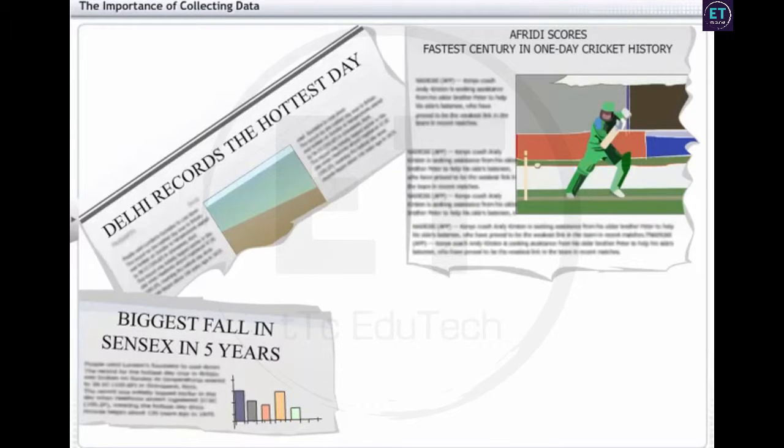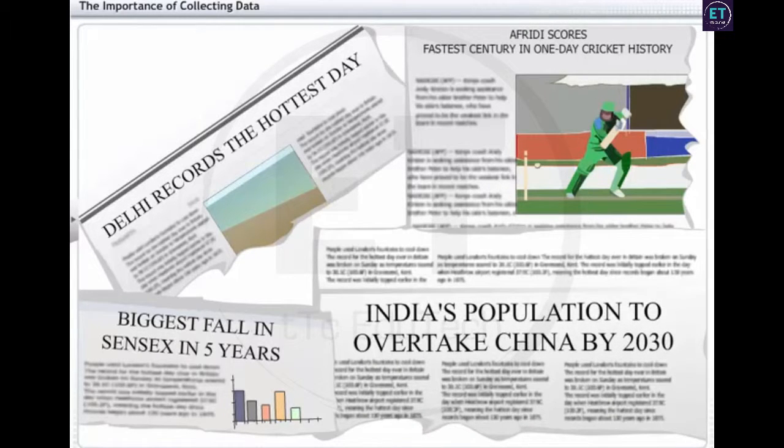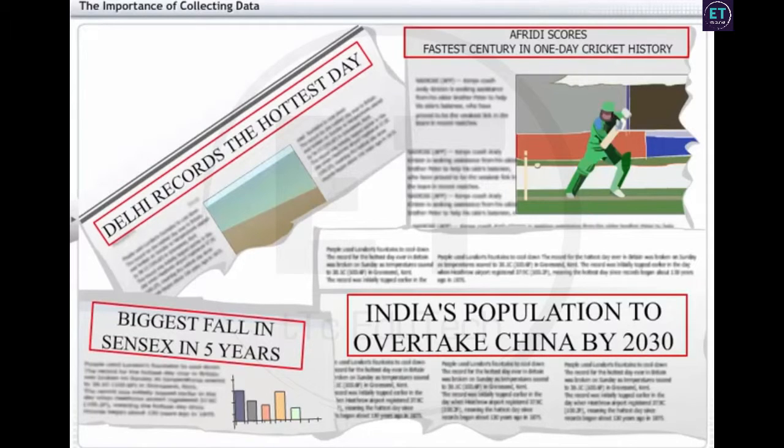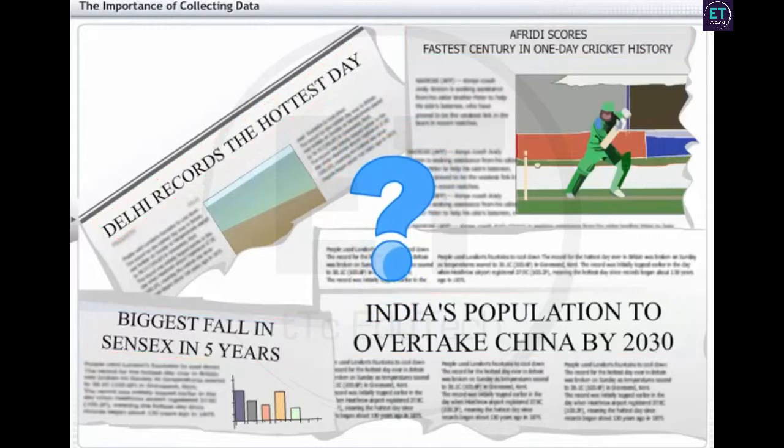Delhi records hottest day in 20 years. Biggest fall in Sensex in 5 years. Afridi scores the fastest century in one-day cricket history. India's population to overtake China by 2030. You must have seen these headlines in newspapers. Have you ever wondered what makes such headlines possible?